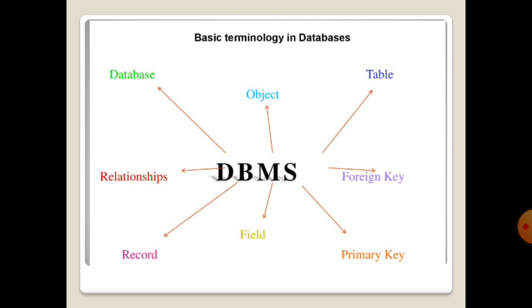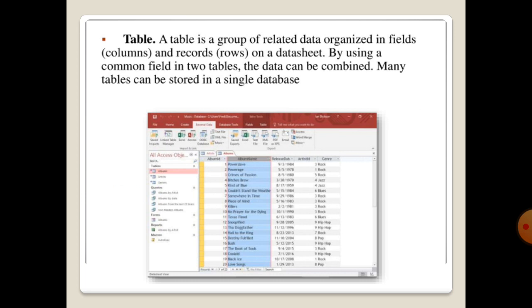Basic terminology in database. DBMS, database, object, table, foreign key, primary key, field, record, and relationships. First, table. A table is a group of related data organized in fields or columns and records, rows, on a data sheet. By using a common field in two tables, the data can be combined. Many tables can be stored in a single database.